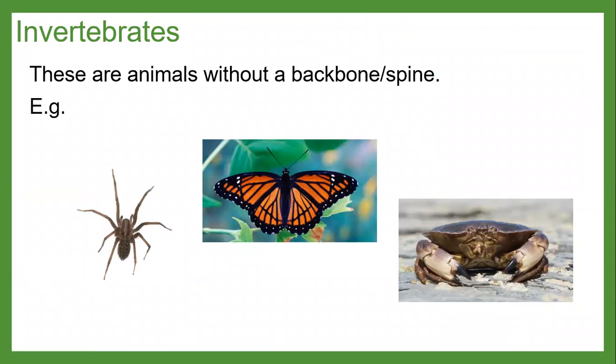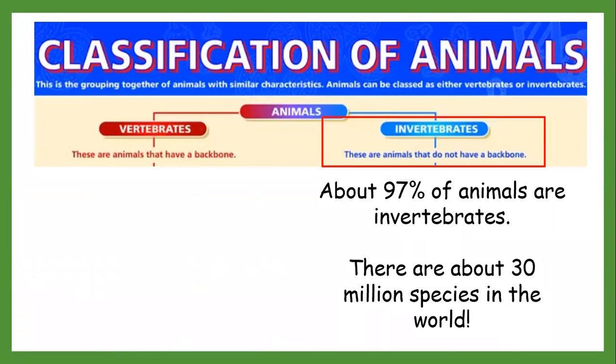Okay, so let's move on and look at invertebrates. Now, these are animals without a backbone or a spine. Okay, so we've got arachnids and spiders, we've got butterflies, insects, and we've got crustaceans, and we've got a crab there. Okay, so let's look at these. So about 97% of animals are invertebrates, which is actually quite astounding. There are about 30 million species in the world.